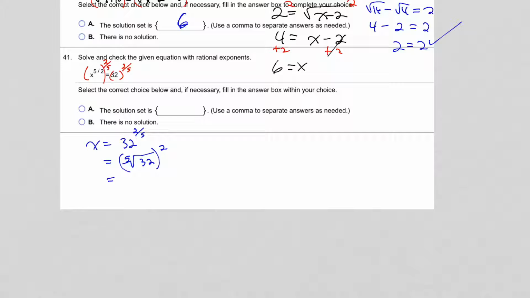For me, on my basic calculator, I have to type in a 5. I have to go get that root button, which is back behind the button. Type in 32, press enter, and I get 2. 2 squared is 4.